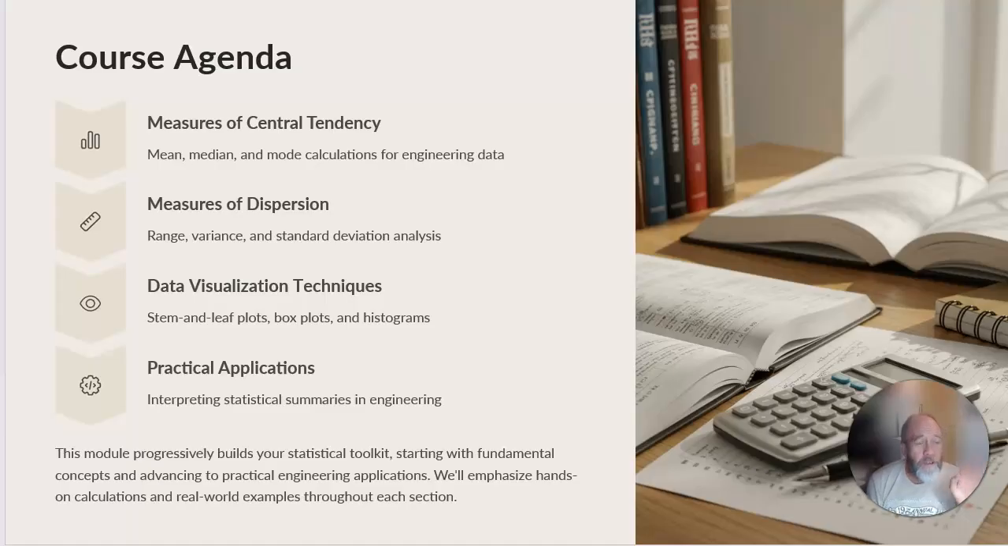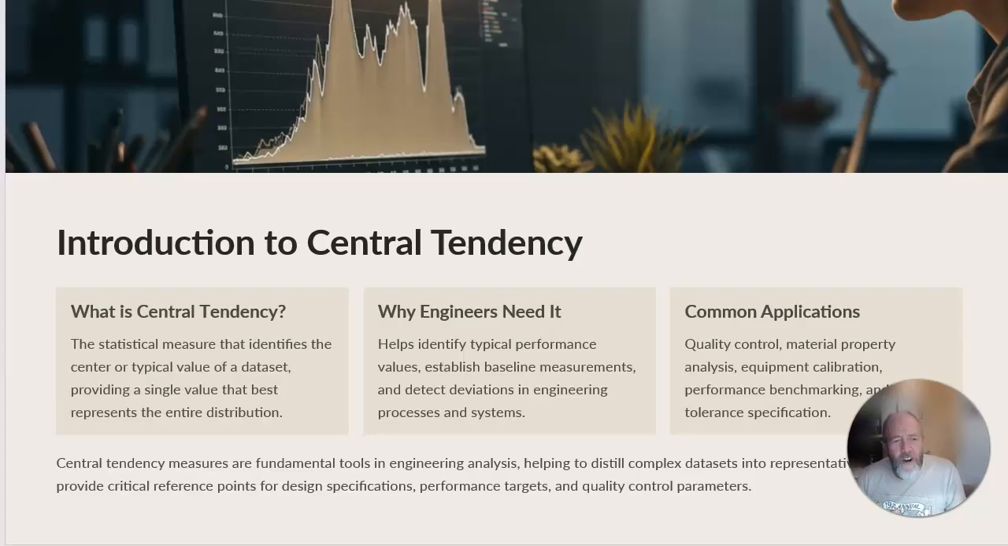Now, for what we're doing in these simple statistical examples for this module, there's really only 3 plots we need to talk about: stem and leaf, box, and histograms. And then a little bit of the application of what we're going to do with this. So let's first get started with central tendency.